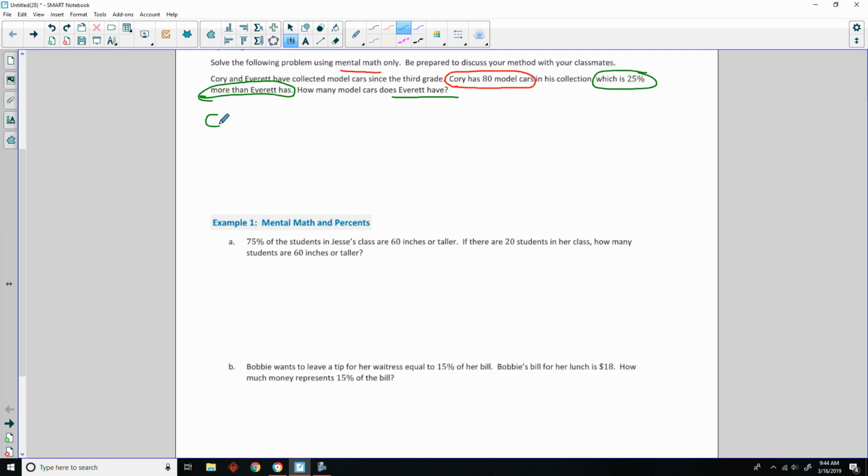So, Corey. Let me change back to red for Corey. Corey has 80 model cars in his collection, which is 25% more than Everett. So first I'm going to start off by saying, let's talk about Everett's. Everett's car collection equals 100%. Corey's equals 100% with 25% more than Everett, which is 125%.